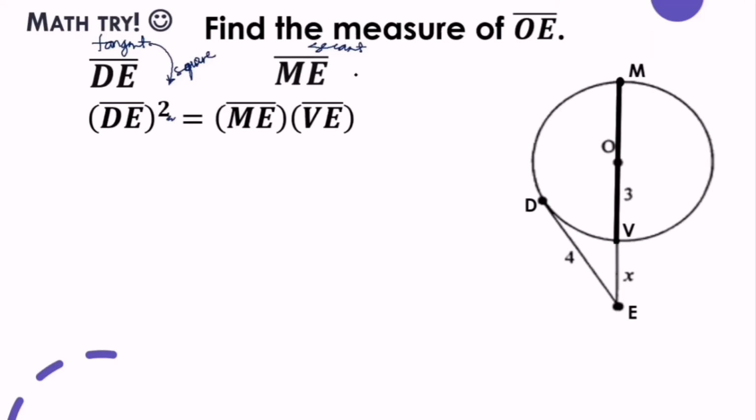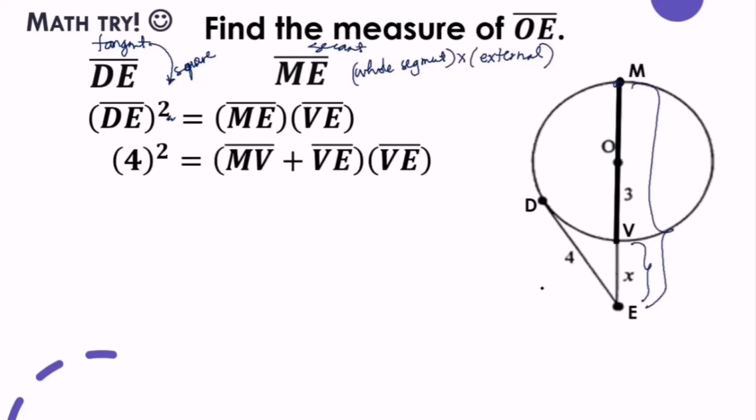Tapos, si segment ME, whole segment times yung external. So, pansinin ninyo, si segment ME, yung isang buo. Okay? Tapos si segment VE, yung nasa labas. Okay? And then substitute the values. Yan. Si segment DE ay 4. Ito yon. Tapos sabi natin, si segment ME ay binubuo ni MV at saka VE.